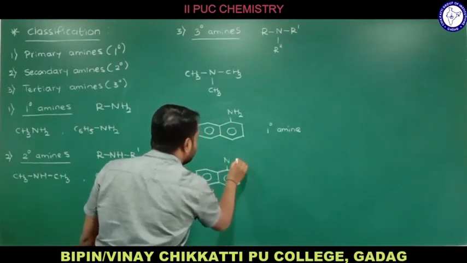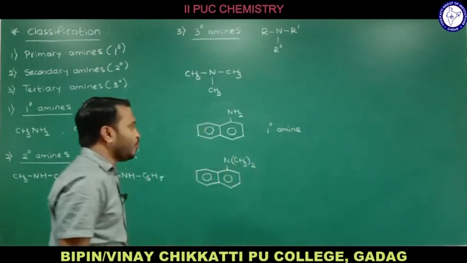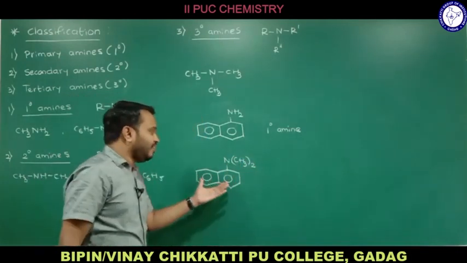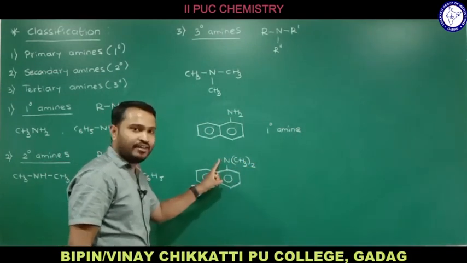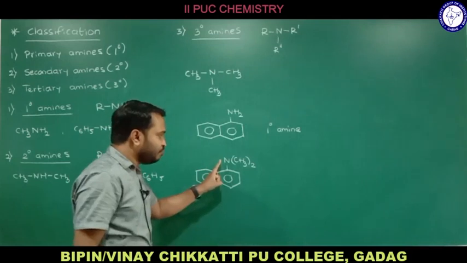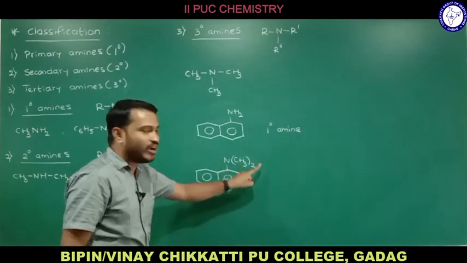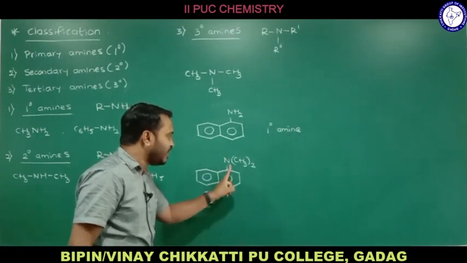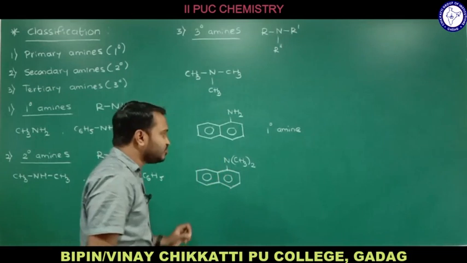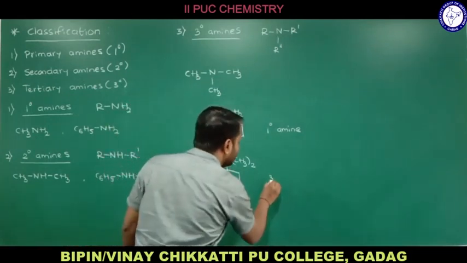Here I am going to consider N(CH3) twice, and I will see what kind of amine it is. So nitrogen we have here, and we don't have any hydrogens, meaning two hydrogens are replaced by methyl group. CH3 twice we have, meaning two hydrogens are replaced by methyl group, and one more hydrogen is replaced by this group, meaning all the three hydrogens are replaced.